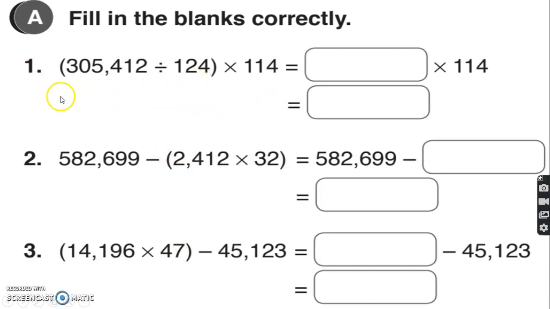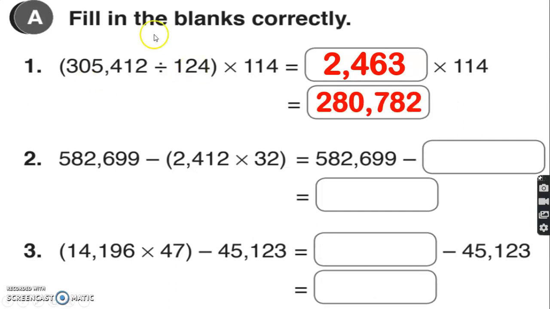Number 1, we have 305,412 divided by 124, times 114. First, we have the parentheses: 305,412 divided by 124 is 2,463. Times 114 is equal to 280,782. Correct. One number, two answers.